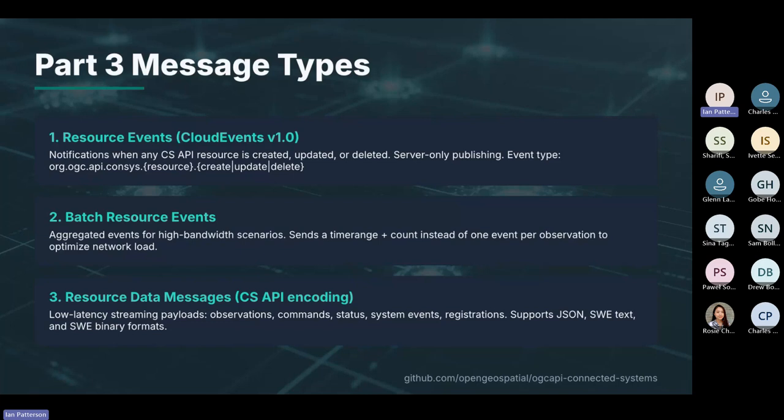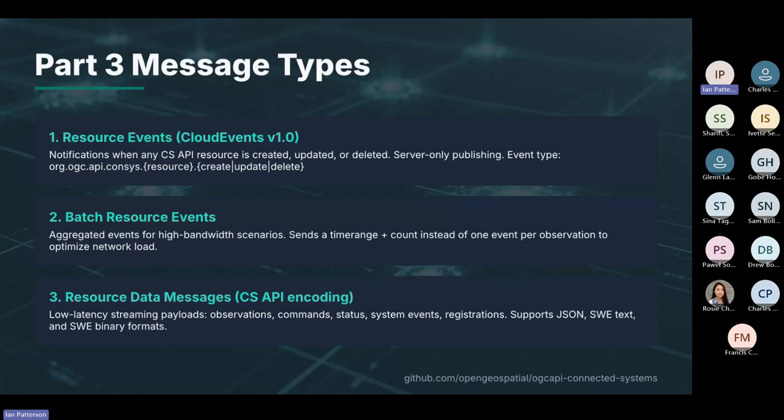Basically, regular resource events are the things that are wrapped in the cloud event spec. They notify when any resource on the network is created, updated, or deleted. These are only published by the server, so individual clients won't be able to publish things here directly. Rather, they will send data messages, and the server will then pick up on the data message and create a resource event for that, particularly in the event of observations being added.